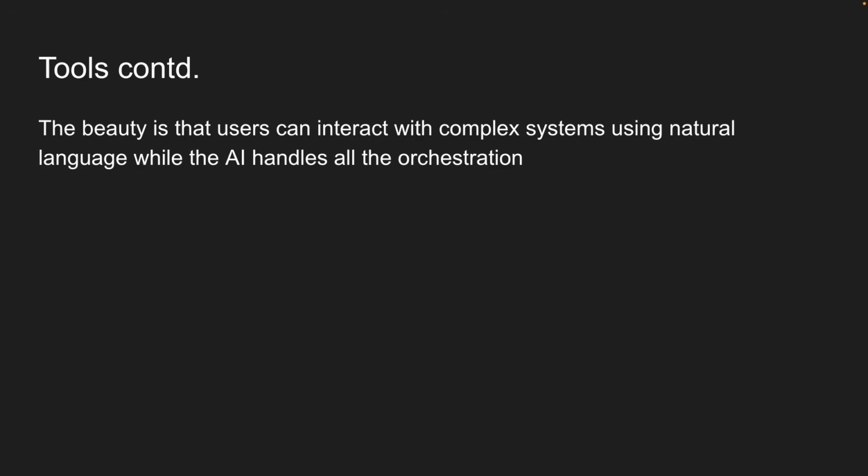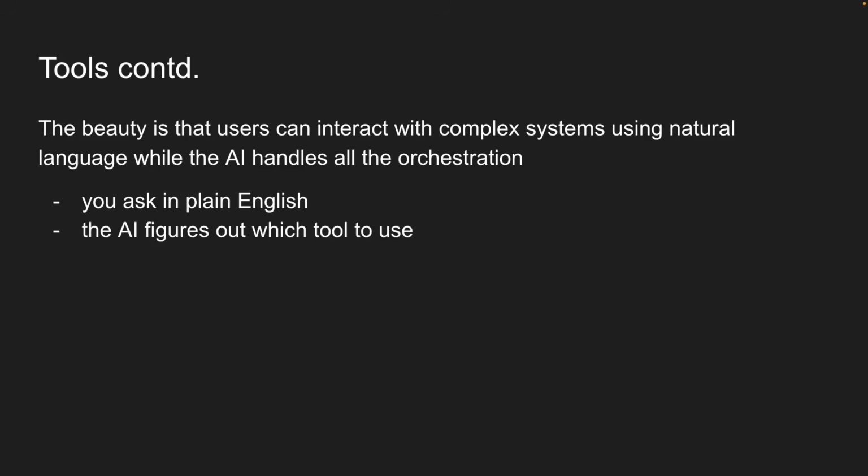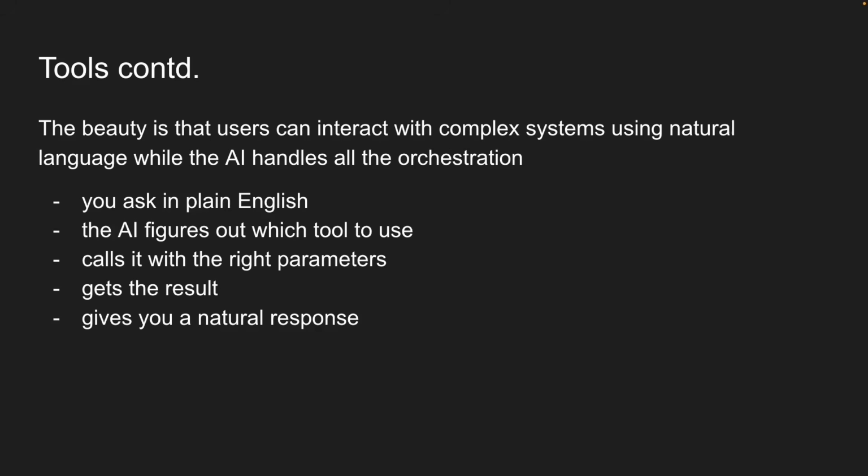The beauty is that users can interact with complex systems using natural language while the AI handles all the orchestration. You ask in plain English, the AI figures out which tool to use, calls it with the right parameters, gets the result, and gives you a natural response. Now this seems more complex than it is, so let's dive into an example.